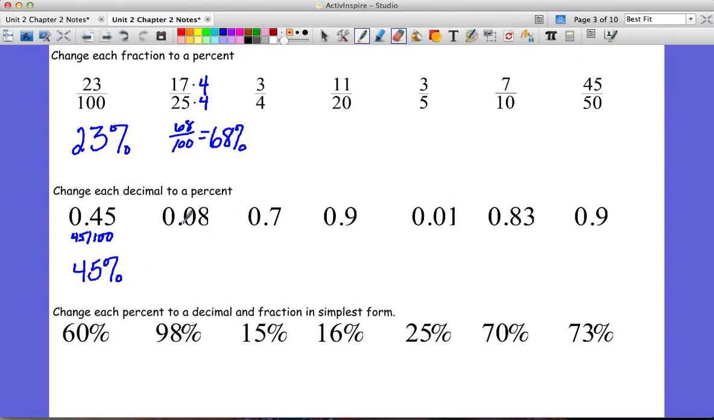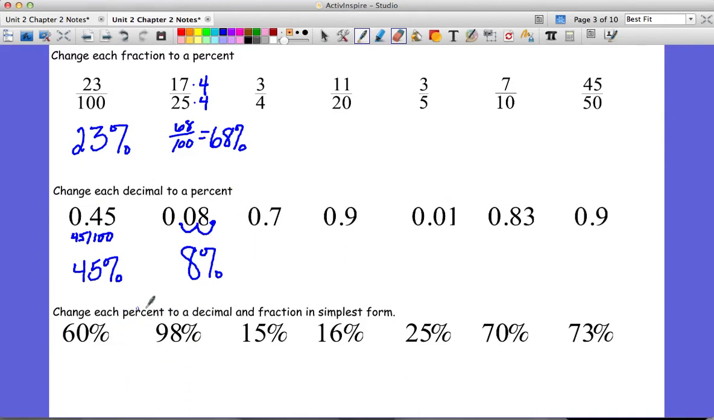A nice easy way to do this is to just move your decimal 2 places to the right. 1, 2. Now the decimal is back here, which means that this is 8%. Okay, so if you're struggling with this, I just want you to practice moving that decimal 2 places to the right, because that's what you're doing every single time, and changing it to a percent.